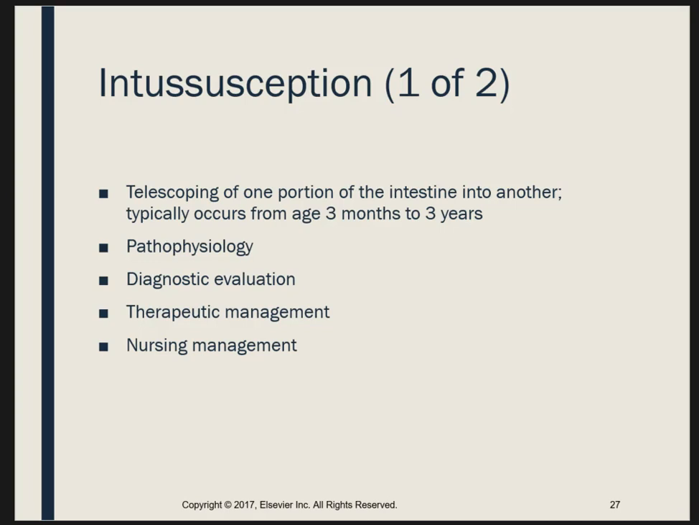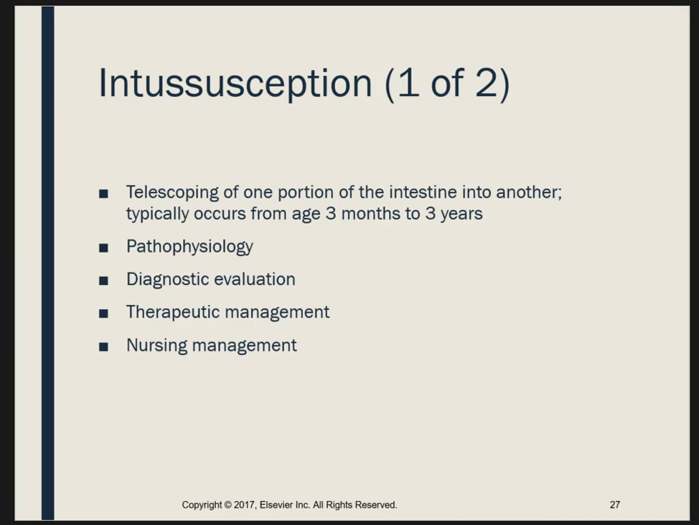Intussusception, another one of those really crucial diagnoses to be aware of. It's the telescoping of one portion of the intestine into another. It typically occurs from ages 3 months to 3 years, but most commonly you're going to see it in kiddos under the age of 2, and it's more common in males. We don't always know why this happens. Another one of those things that is dangerous and we just don't know why it's happening.